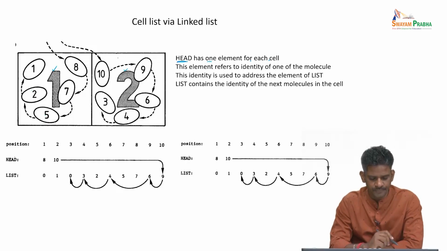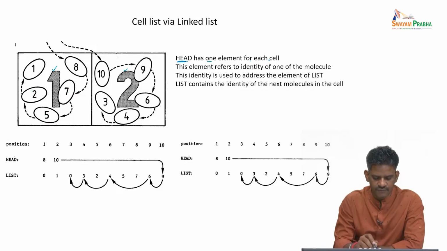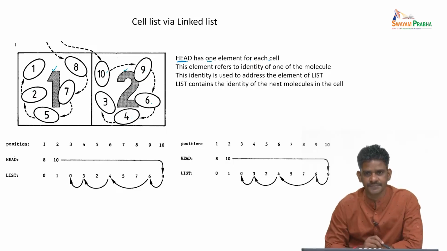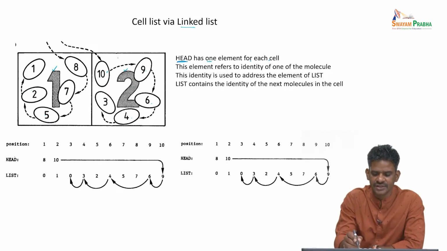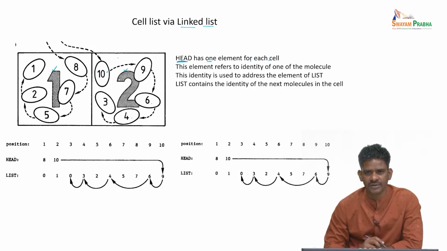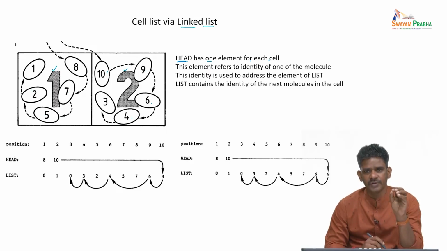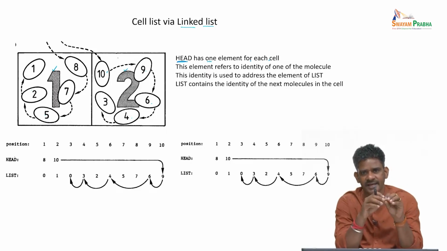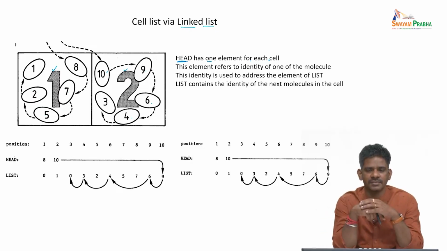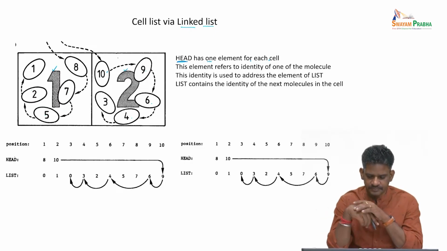Similarly, if you go to cell 2, all the atoms present here are 3, 4, 6, 9, 10, and they are connected via a kind of virtual chain. If I know the atom or molecule 10, it refers to molecule 9, then it refers to 6, 6 refers to 4, and 4 refers to 3, and that is the end of it. This is called a linked list, storing the information of atoms and molecules in a given cell. If I know one particular molecule in that cell, I can reach out and find the next molecules in this cell.